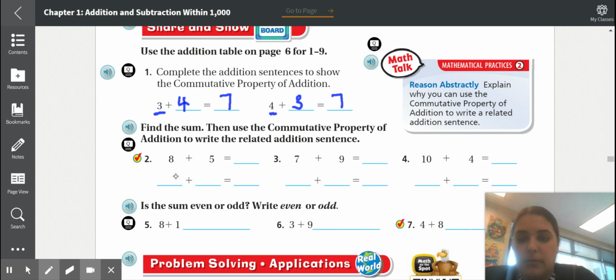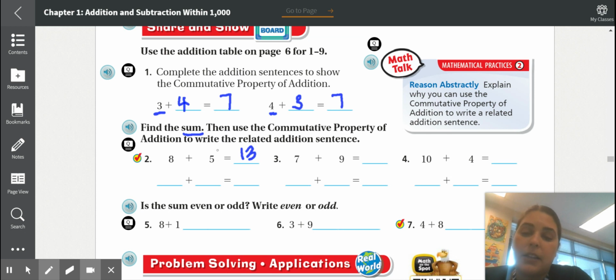Oh, and we need to say, okay, find the sum. Remember, sum means we're adding. Then use the commutative property of addition to write the related addition sentence. So starting with number 2, 8 plus 5 equals, find the sum on your own. If you said 13, you are correct.